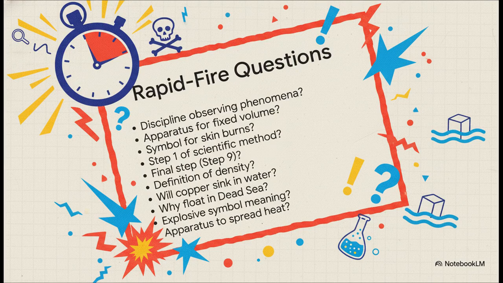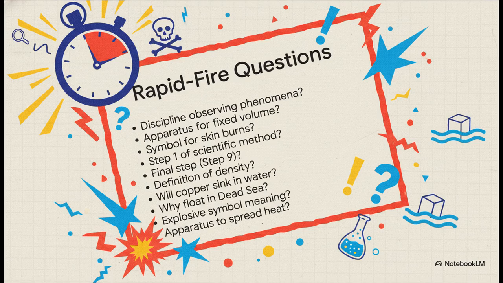Ready? Let's do this. Number 1. What is the discipline that involves systematic observations of natural phenomena? Number 2. Which apparatus do you use to measure a perfectly fixed liquid volume? Number 3. What does the hazard symbol that causes skin burns actually mean? Number 4. What is the very first step of the scientific method? Number 5. And what is the final step, step 9, where you share your work?